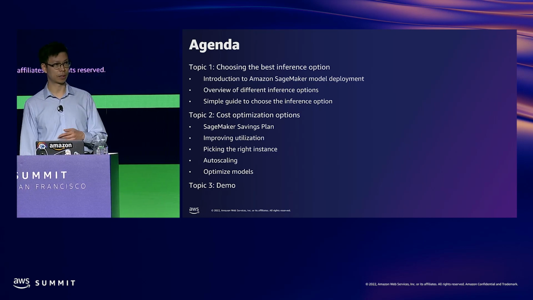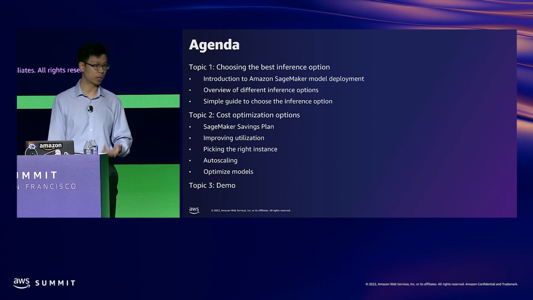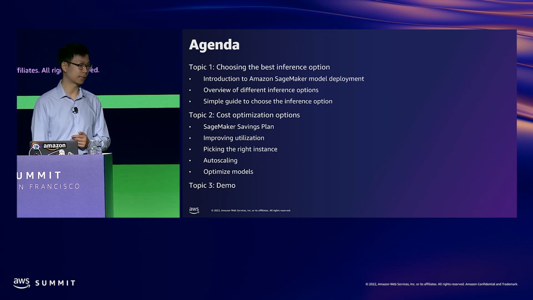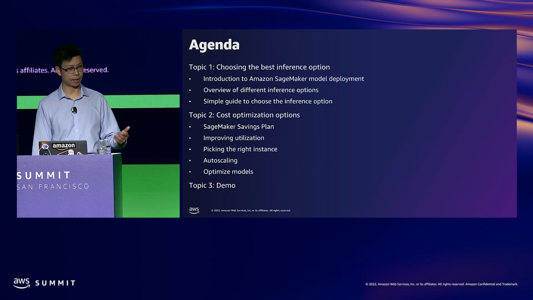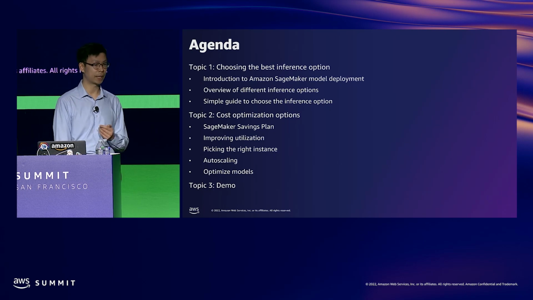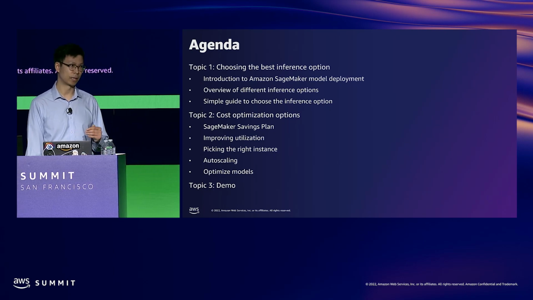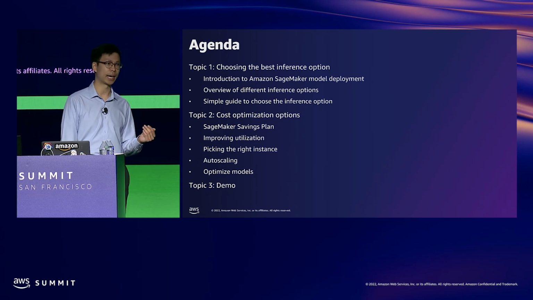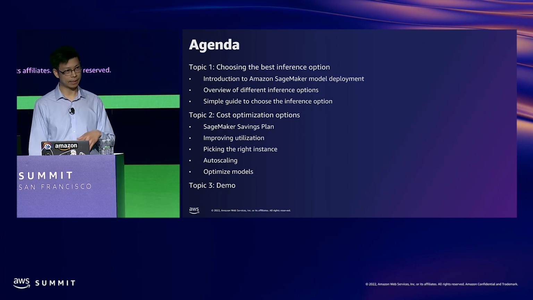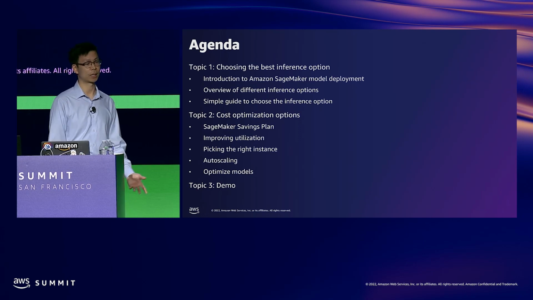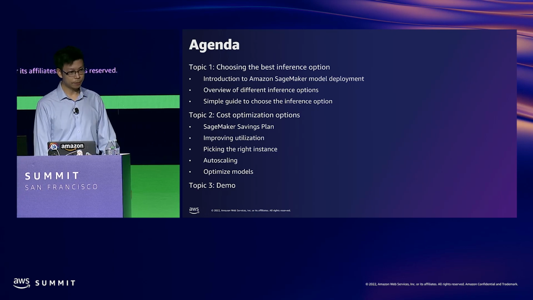Following that, we'll also go over cost optimization techniques for SageMaker deployments, by introducing topics such as SageMaker Savings Plans, how do you improve utilization on these instances, and picking the right instance to start with, followed by an introduction to auto-scaling and how do you optimize models, because optimized models use fewer resources, which then results in cost optimization. And finally, we'll do a demo of some of these topics we've covered.